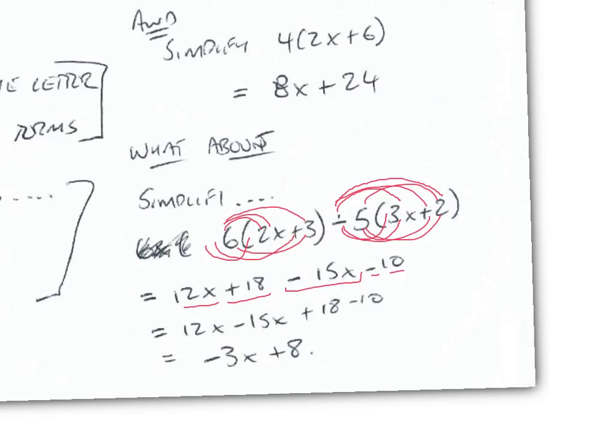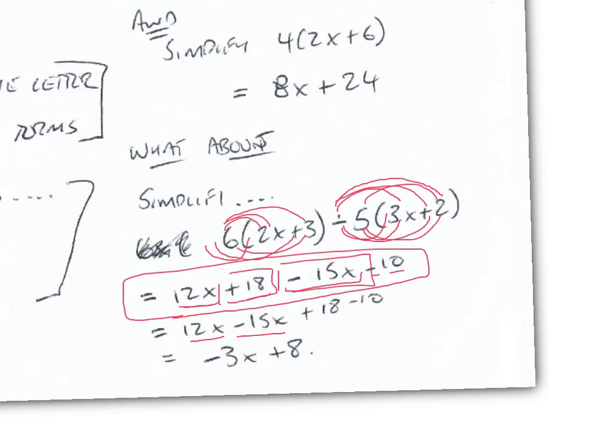So once we have achieved this line here, we need to gather and simplify. So we start with the first term, we say 12x, we look for other x terms, minus 15x, anymore? No. Then we see what the next term is. It's plus 18. It's a numerical value. So we look for more numerical values, minus 10. So 12x minus 15x is minus 3x, and plus 18 minus 10 is plus 8.